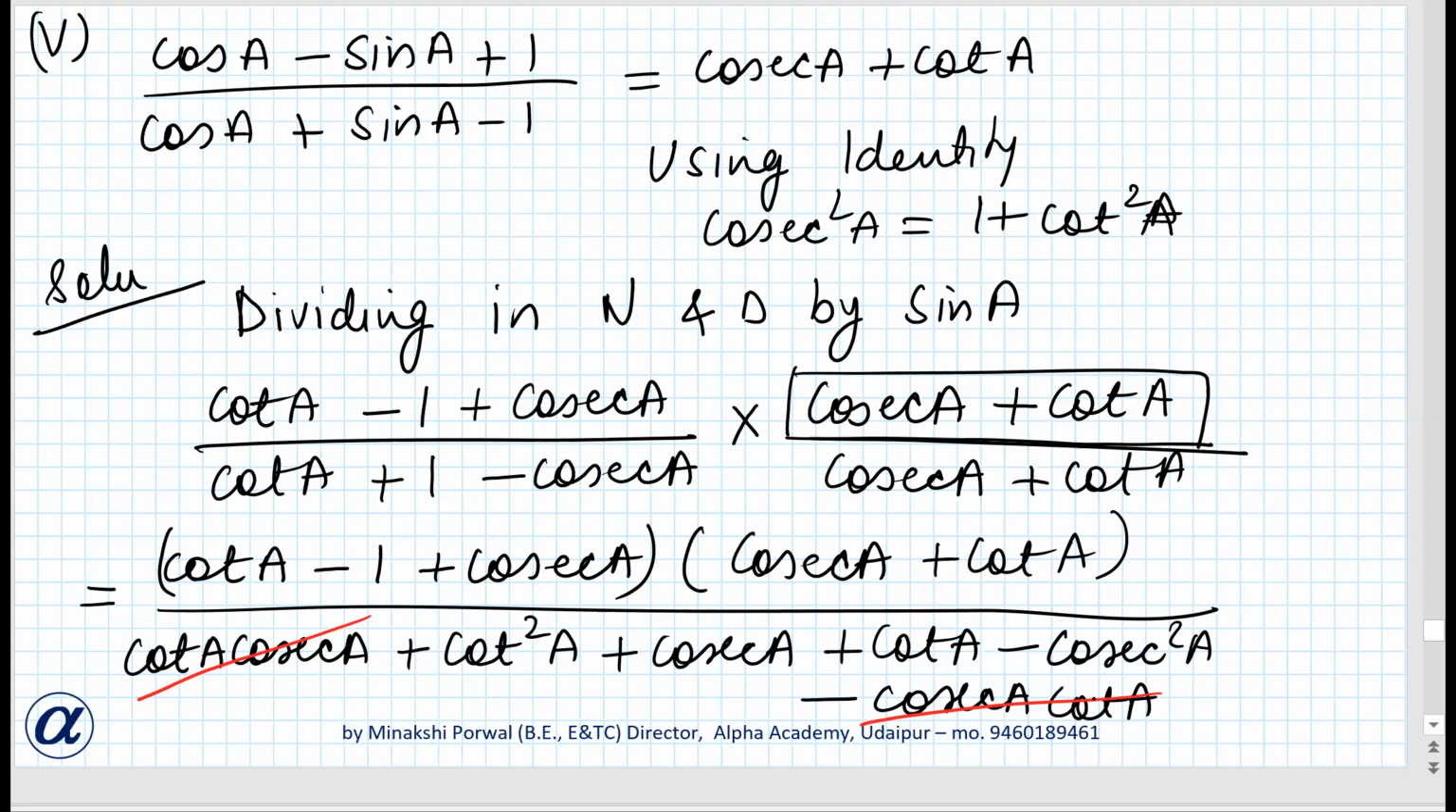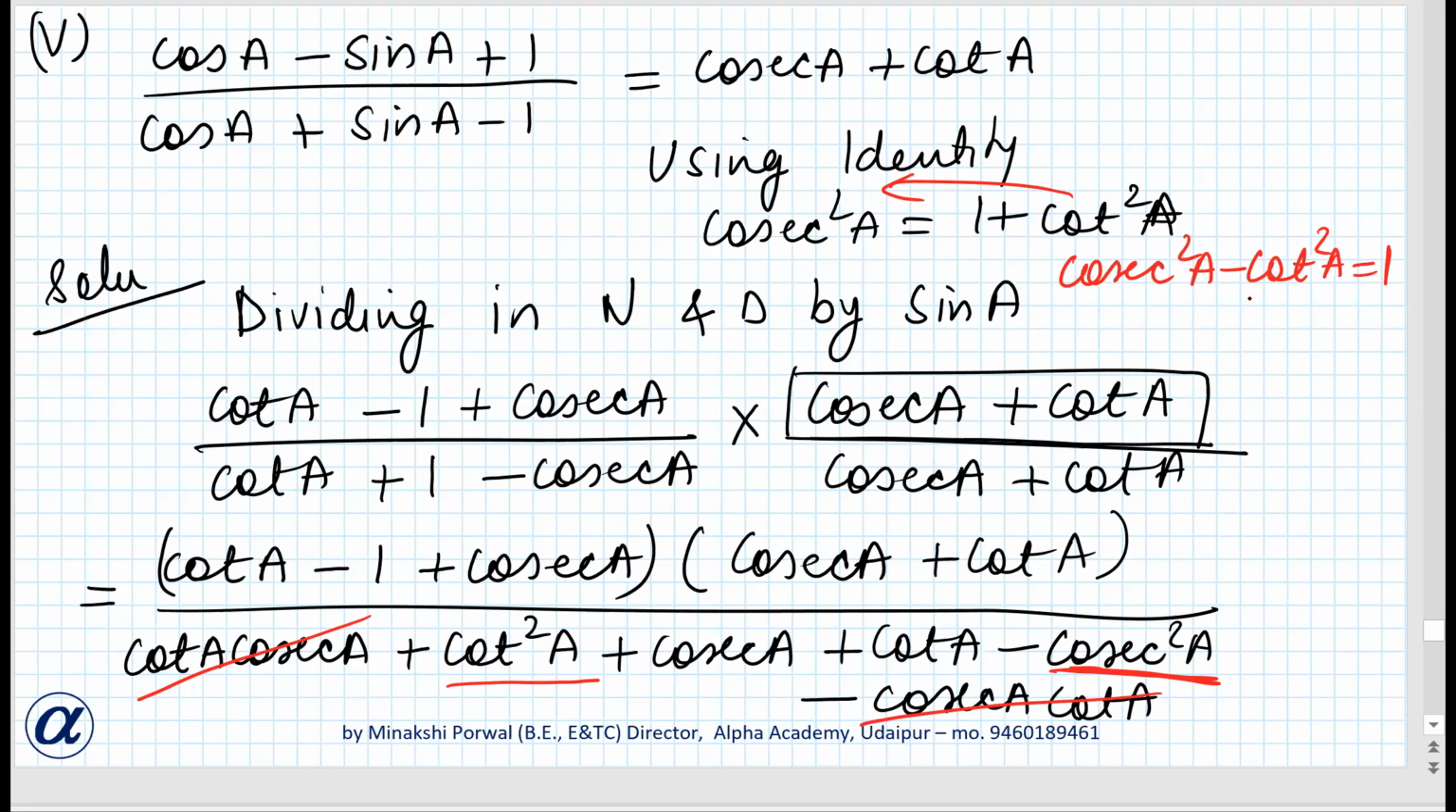Now we have an identity cosec square A is equal to 1 plus cot square A. So cosec square A minus cot square A is equal to 1. If I move this term from here to here, cosec square A minus cot square A equals 1. So what will cot square A minus cosec square A be? It is minus 1.